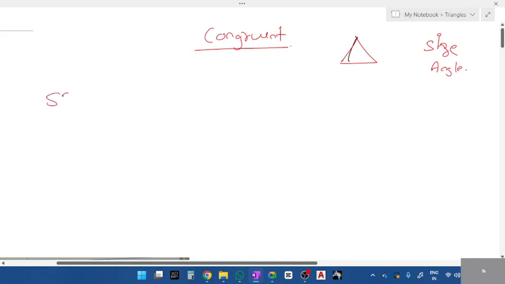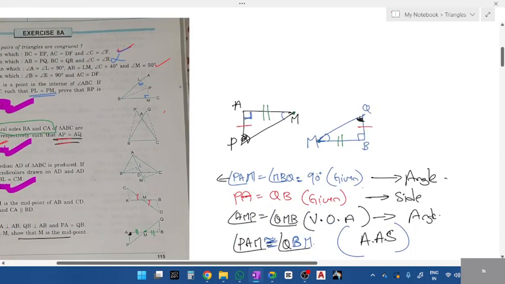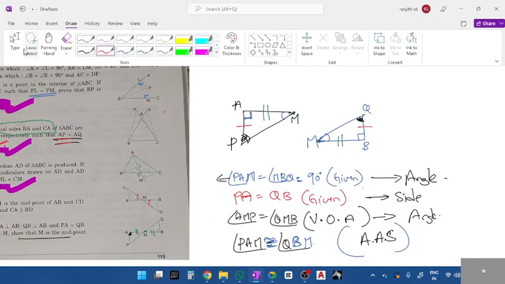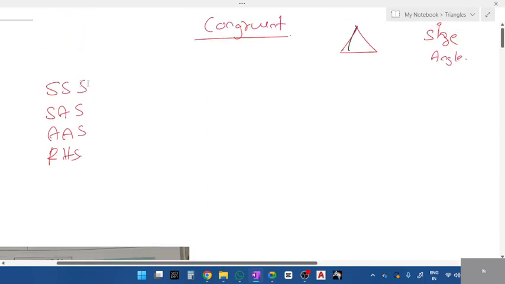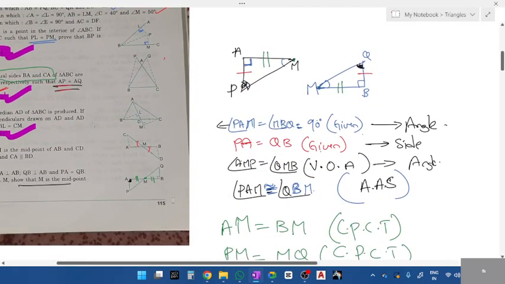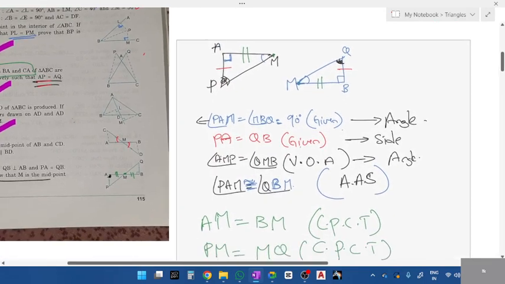What are the criterions? Side, side, side; angle, angle, side; RHS. Right? These are the four concepts. Based on this, you have to solve. You are thorough with that basic concept. All this, what is side? You know all those, right? Okay, we'll start with questions here.